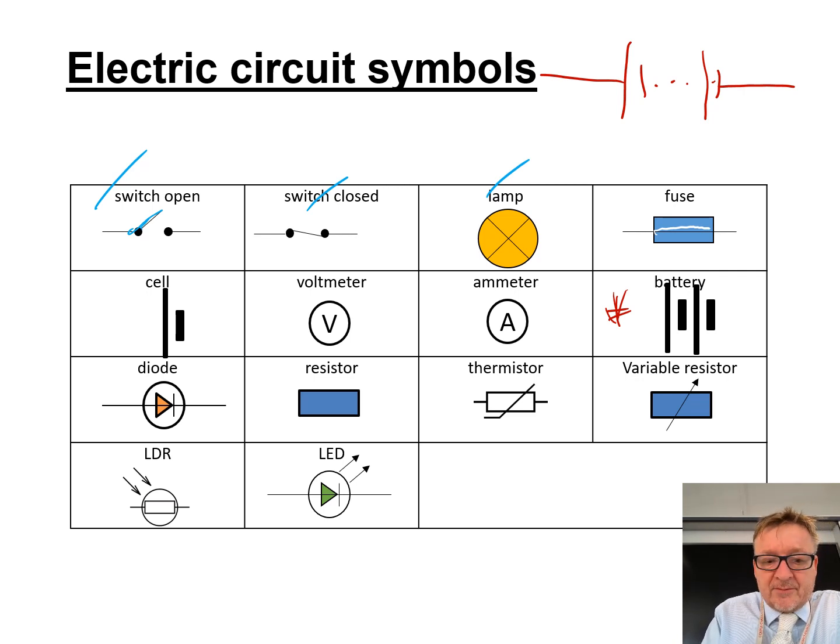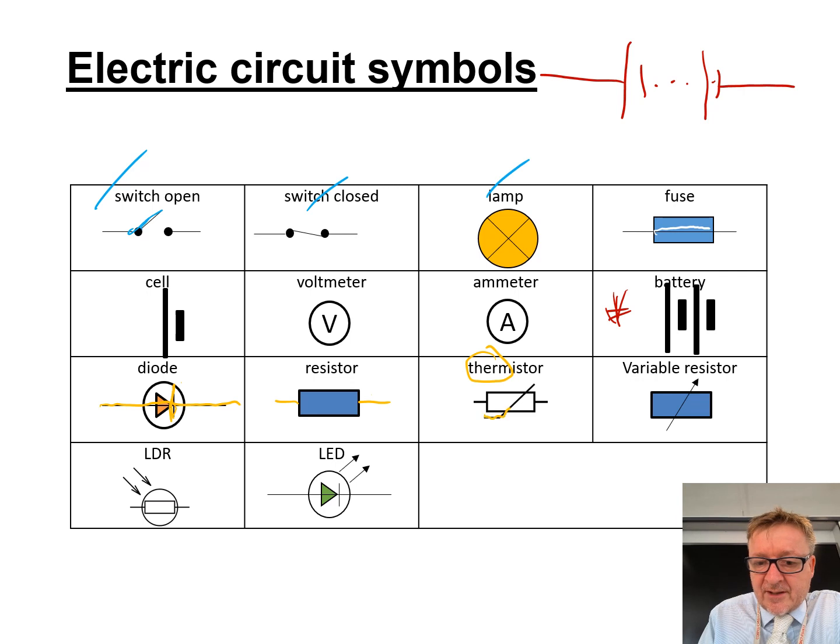A diode is a triangle with a line going down it, and then you've got your line going all the way through, which is the electricity. A resistor: if you look at the resistor and the fuse, the difference is that little white line going through the middle, which is the way that a fuse works. A fuse has got a little wire going through the middle that blows or burns if too much electricity passes through it. A thermistor is all to do with temperature.